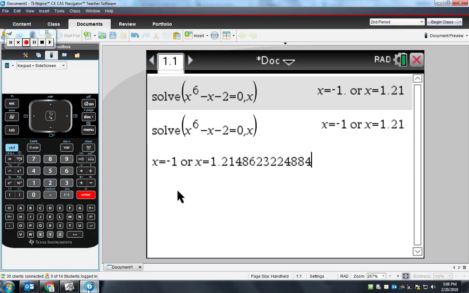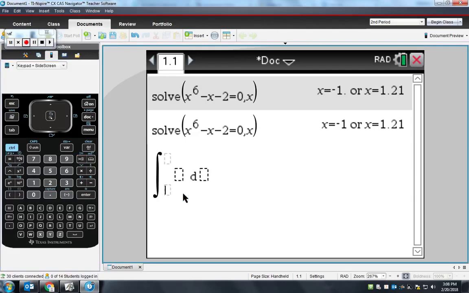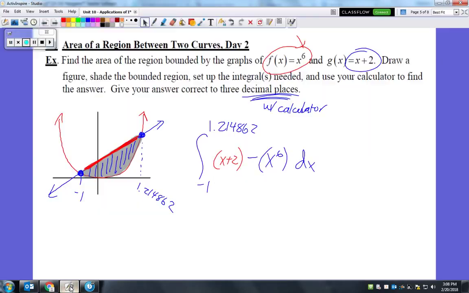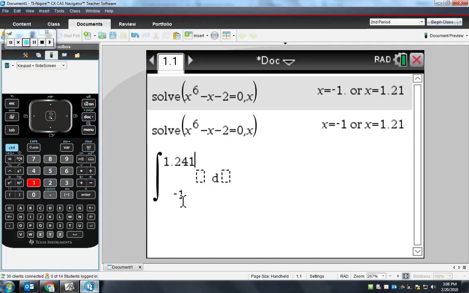So we get, here we go, the integral, and it's going to be from negative 1 to 1.241, is that right? To 1.4862. And it's going to be the top function, which was x plus 2 minus x to the 6th. Right? We kick down and then close it up, and this is going to be x.